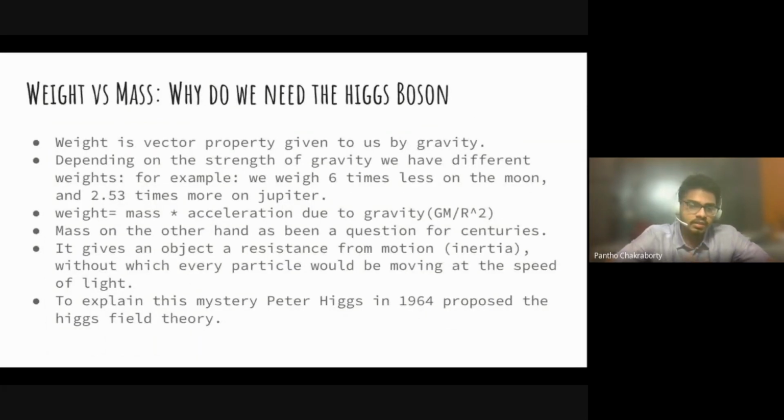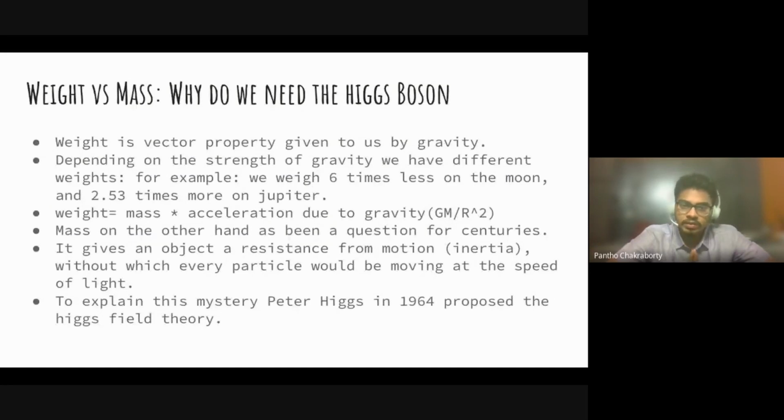Okay, so first, weight versus mass. Why do we need the Higgs boson? Weight is a vector property given to us by gravity. A vector is something that has a magnitude and a direction. So your weight always points down, towards the center of the Earth, your center of gravity. That's your weight. That's not your mass. Depending on the strength of gravity, we have different weights.